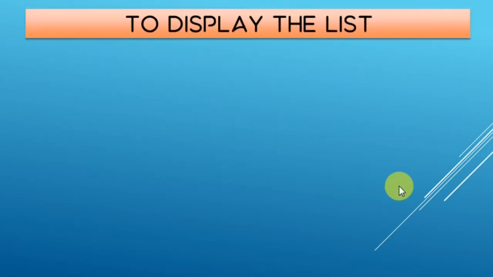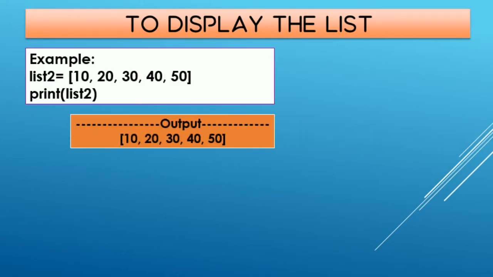So we move to the second part now, how to display the list. With the same example that we have discussed, we are going to display it. If we have declared a list, list2, with 10, 30, 40, 50, and we write print(list2), the name of the list, then when we execute, it will automatically display the whole list with the bracket sign that shows this is a list, and these are the values.